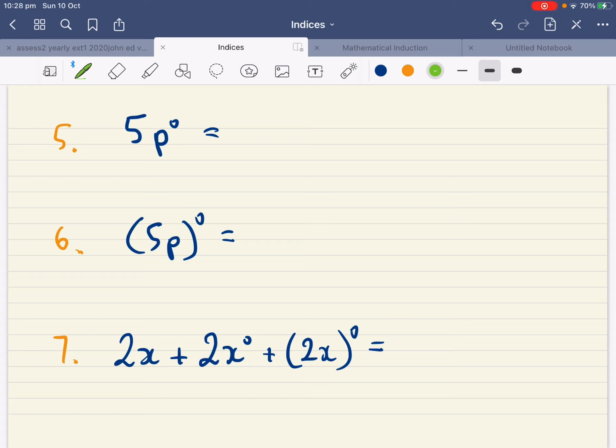Okay, so for the first one, you should have ended up with 5 lots of 1, or in other words, 5. This next one here, the whole thing would just become a 1. And for this final one here, that 2x, nothing's happening to that 2x, right? It's just still there. You got a 2x there. However, this next one, you should have ended up with 2 times 1, in other words, a 2.